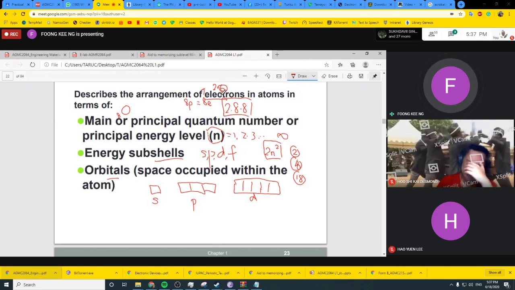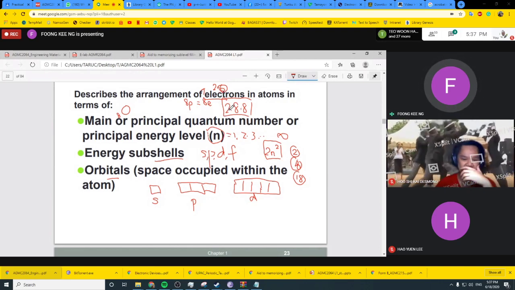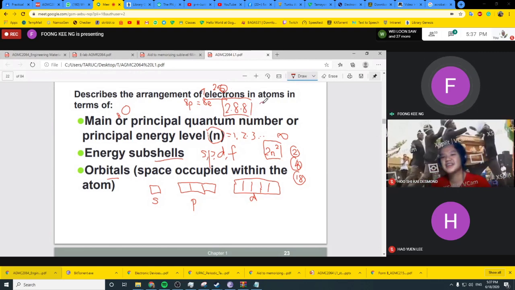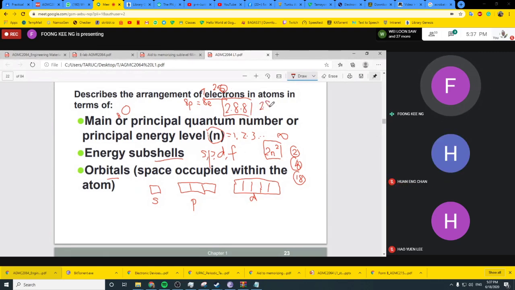So this is the way your teacher taught you: 2.8.8, or 2.6, or 2. Does the teacher ever tell you 2.0? Never. Correct? 0 cannot be written there. It's always 2.8. Now, can you tell me 2.8?